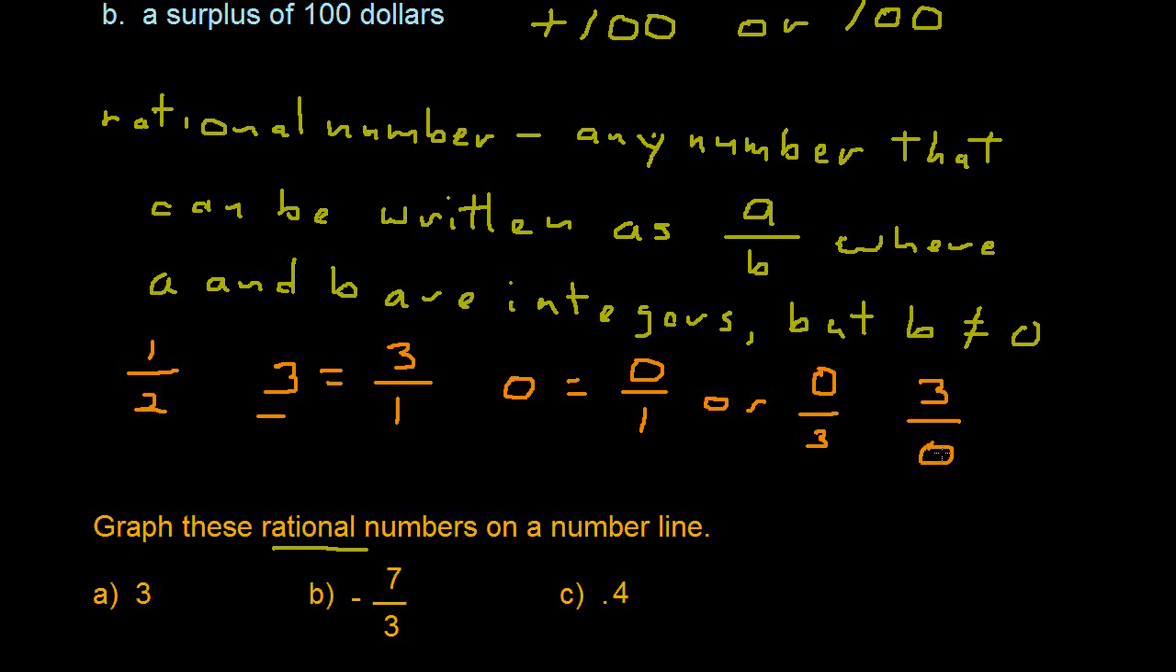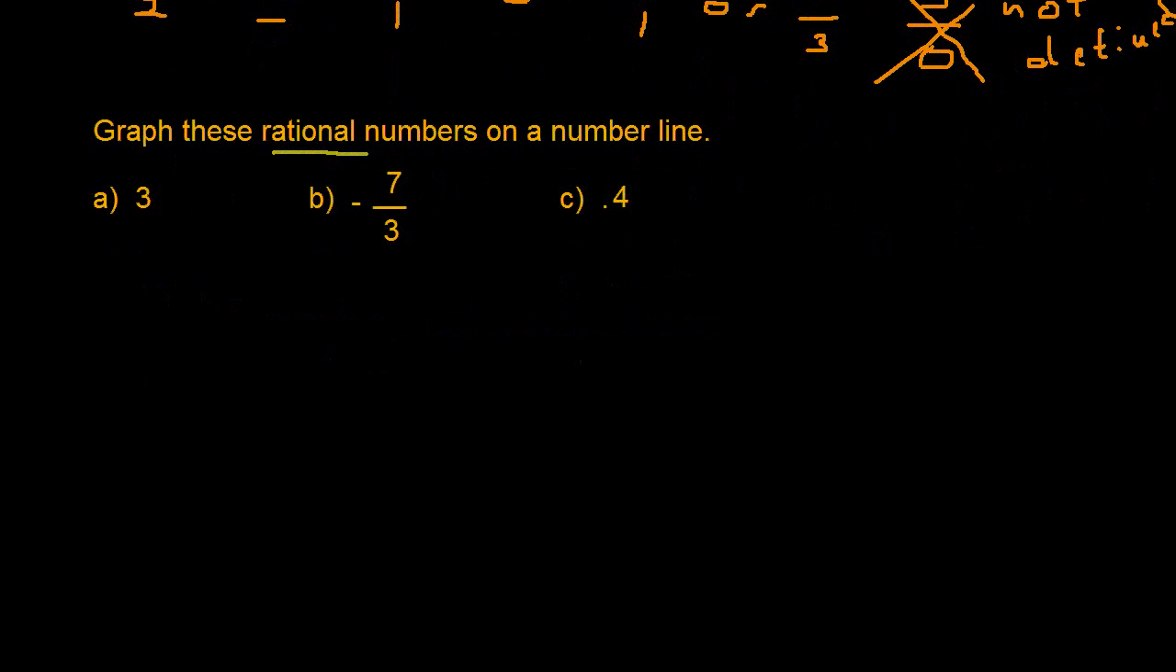How about 3 over 0? No, there we violate the fact that the bottom number cannot be 0, and that is just not defined. So 3 over 0 is nothing. It's not a rational number, it's not an irrational number, it's just not defined. Now, to graph these rational numbers on a number line, we need a number line.